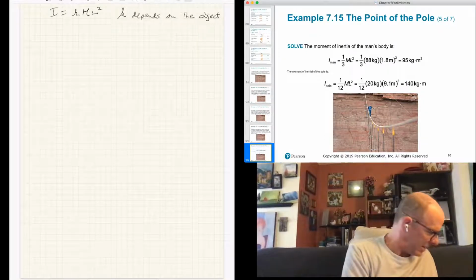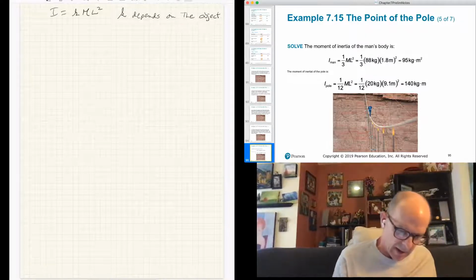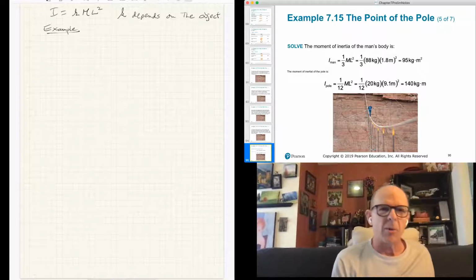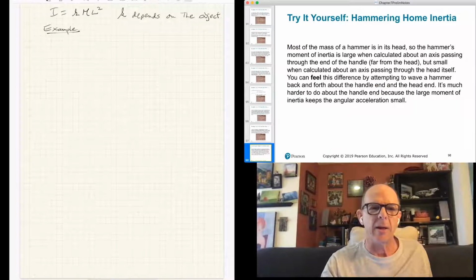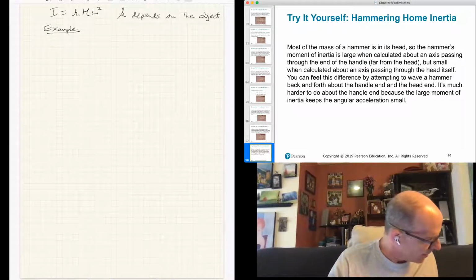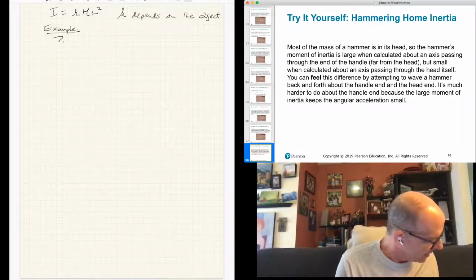Let's go ahead and do an example. Problem. So in the book here, they've worked out an example with the balancing pole for a tightrope walker. Let's do one from the book. Let's do chapter 7, number 42.